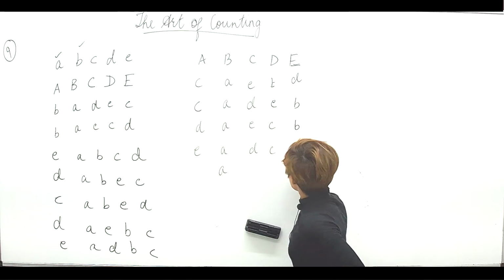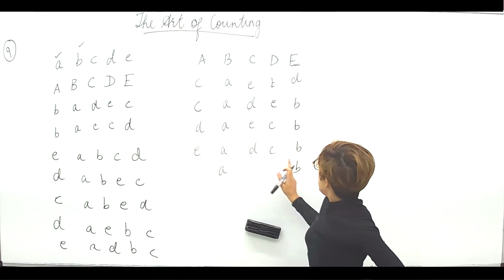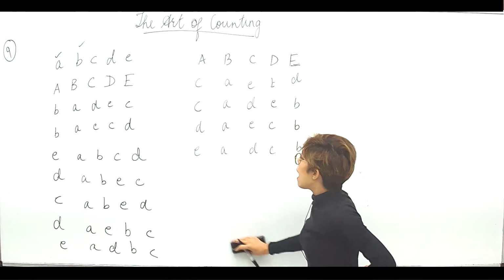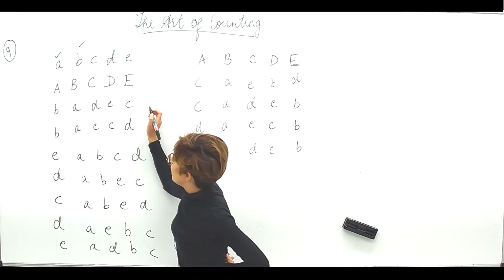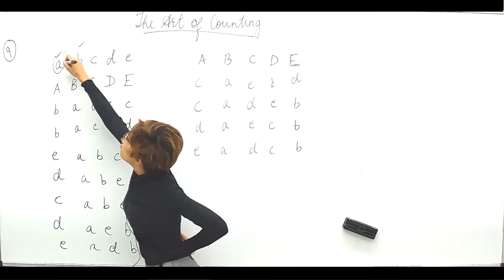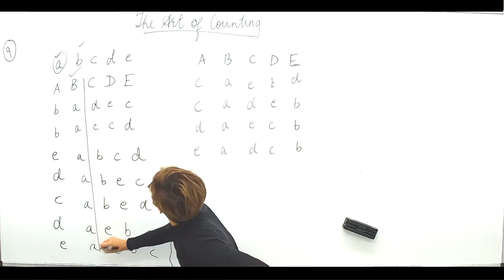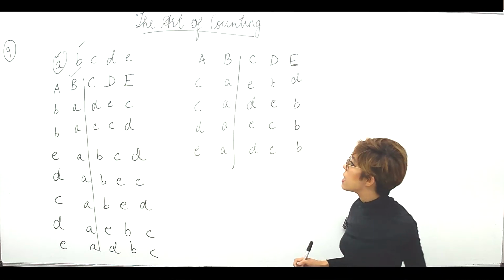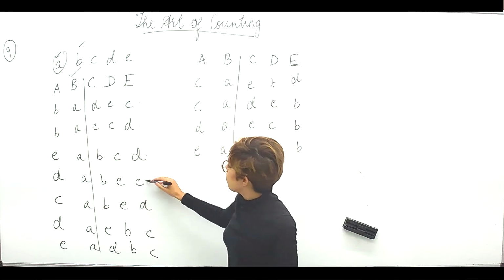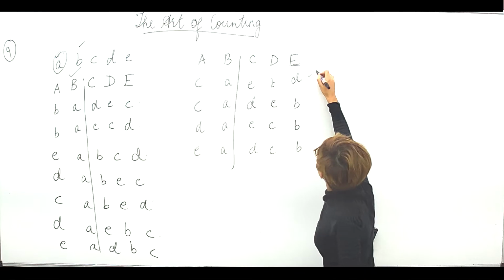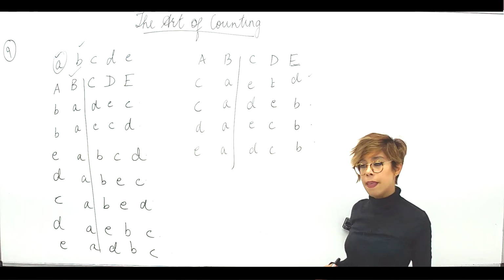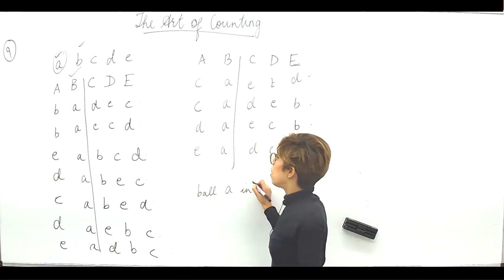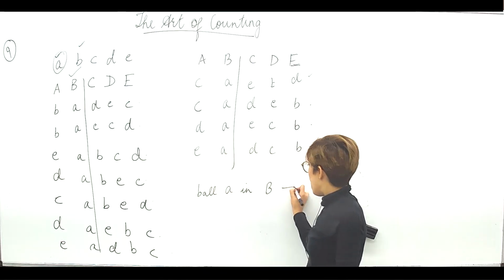Let's see. A and B वाले से exhaust हो गए and B वाले सारे exhaust हो गए. Perfect. So that means when I had ball A in B, I have exhausted all the cases. Check करें how many cases there are. 1, 2, 3, 4, 5, 6, 7, 8, 9, 10, 11. When I put ball A in carton B, I have 11 cases.